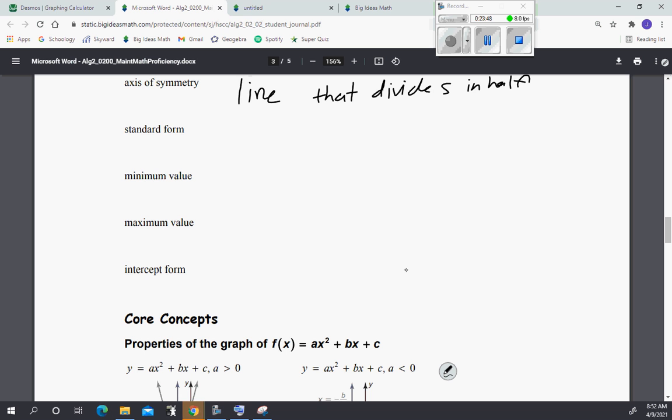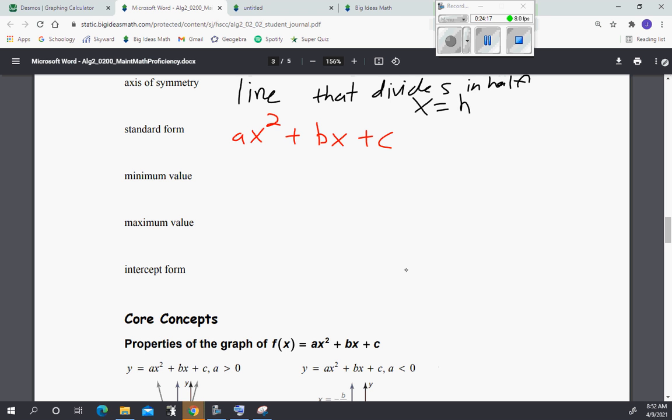Okay. Always x equals whatever our vertex x is. X equals h. Okay. Standard form. This is standard form, so not vertex form, it's standard form. Ax squared plus bx plus c. That's what we talked about earlier.